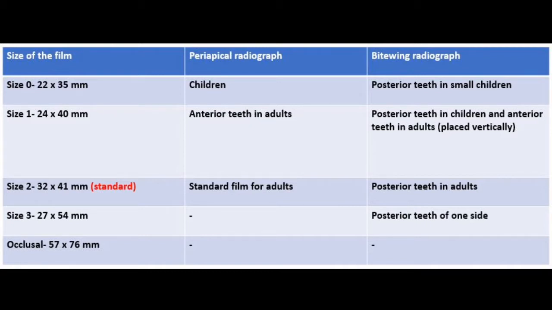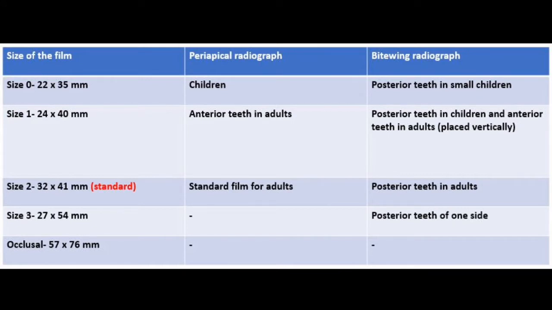The second one is size 1 of the size 24 into 40 mm, which is used for making the periapical radiographs of the anterior teeth in adults and also used for making the bite wing radiographs of the posterior teeth in children as well as of the anterior teeth in adults by placing it vertically. Size 2 is a standard film size of 32 into 41 mm, which is used for making the periapical radiographs of adults and also for making bite wing radiographs of the posterior teeth in adults.